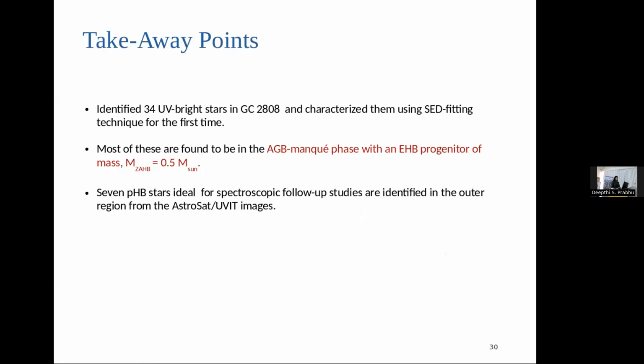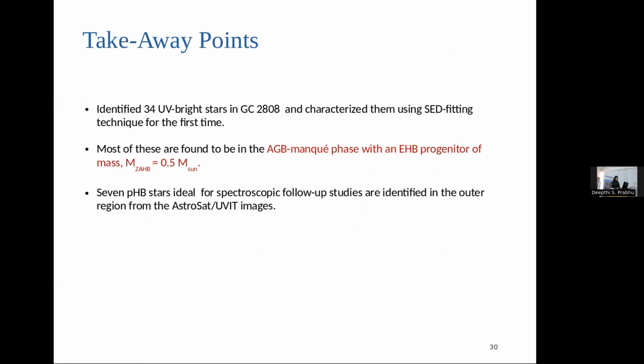And from this study, the key takeaway points are that we are identifying 34 UV bright stars, which is a significant improvement to the previous census in this cluster, and we characterize their properties using SED fitting as we have automated multi-wavelength data.